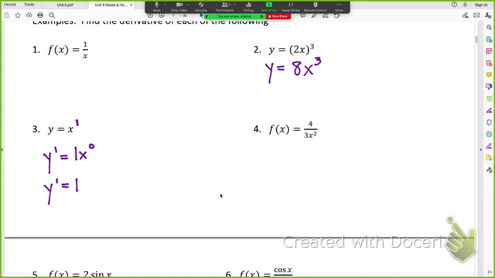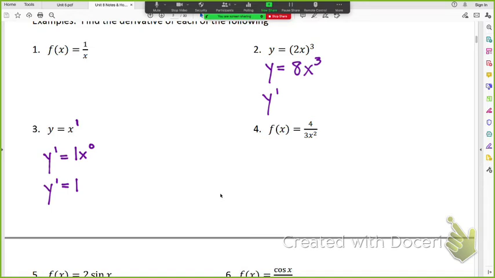So I still wrote y there. Why did I just write y? Because it's not y prime. It's not y prime yet. I just was simplifying the function. Now let's take the derivative, y prime. Power rule says to do what?